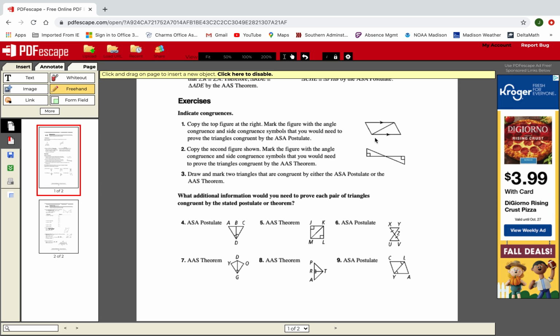This one is to copy the figure at the right, which we don't need to do because it's right there. Mark the figure with the angle congruence and side congruence symbols that you would need to prove the triangles congruent by the ASA postulate.